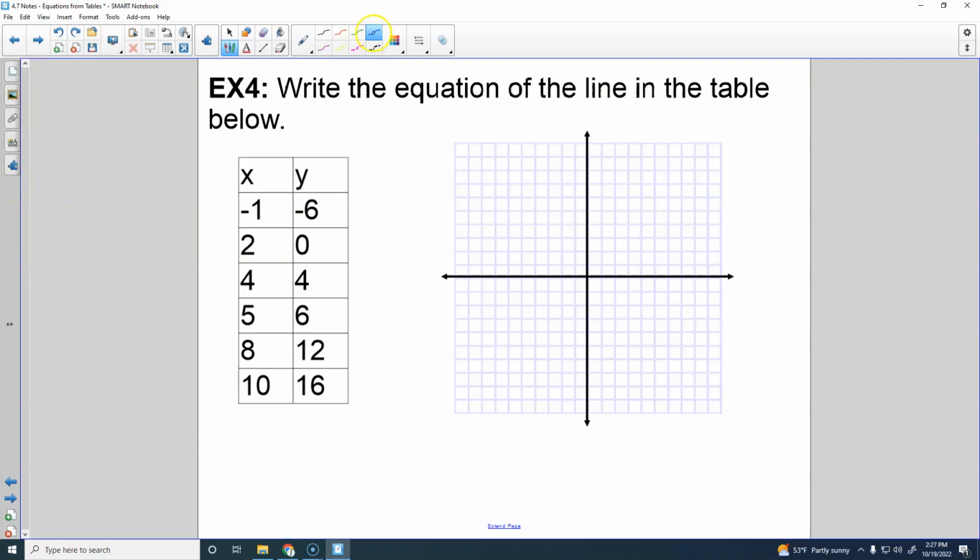Let's graph as much of this one as we can. This is the last one we're going to graph. -1, -6, 2, 0, 4, 4, 5, 6, 8, 12, and 10, 16 won't fit on this particular graph. Okay, I think that's pretty good.